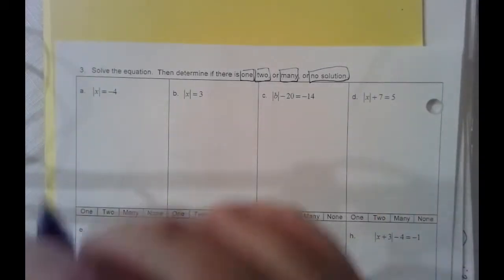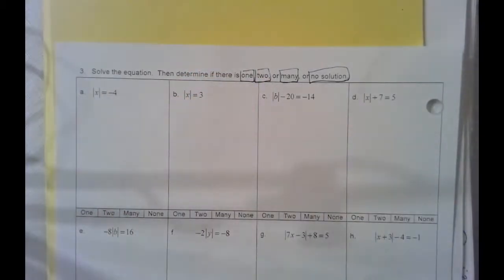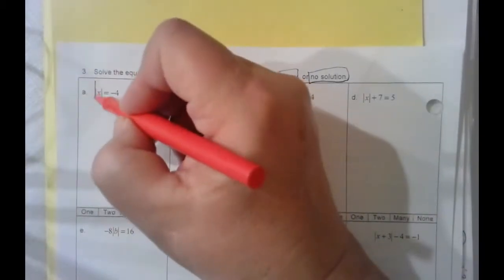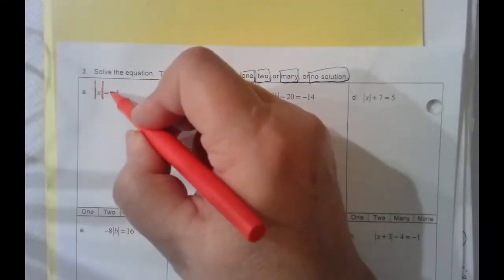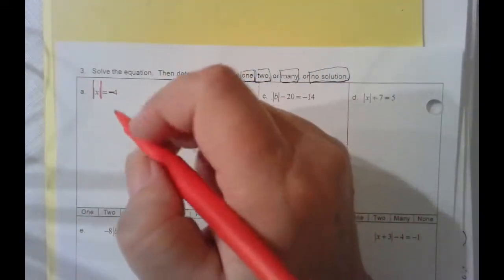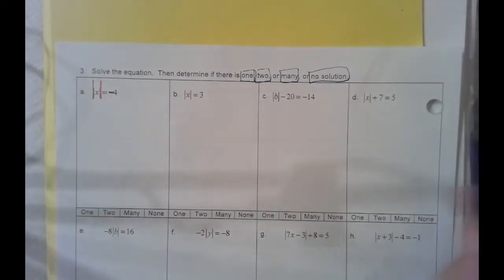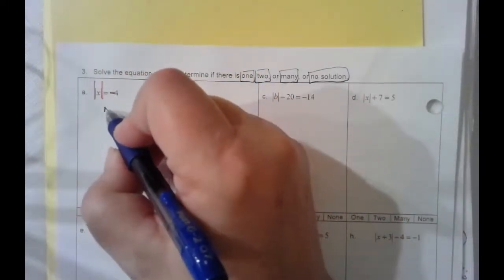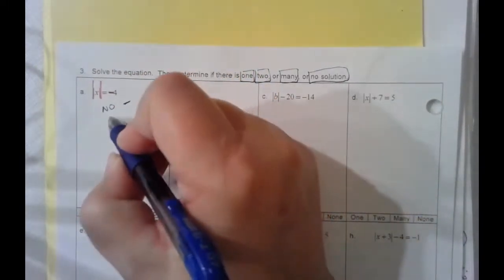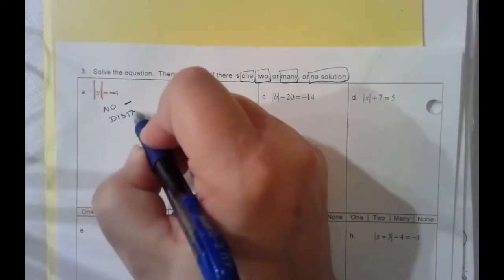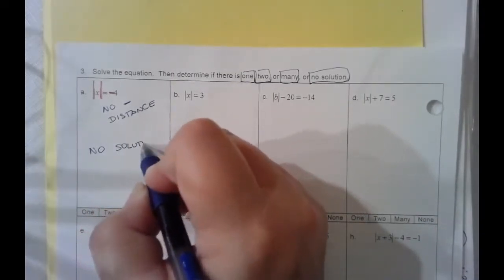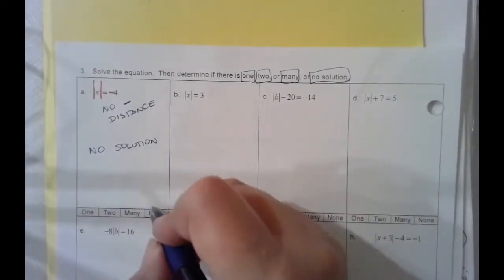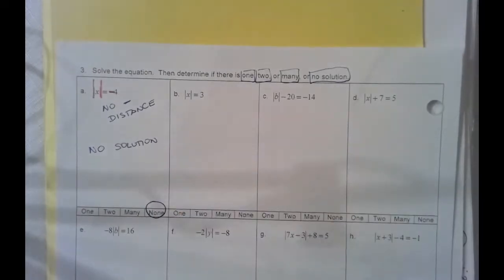So here's our first example. We have the absolute value, so here are my brackets, and it's equal to negative 4. We already learned that we cannot have negative distance. So no negative distance, and hopefully you can see that this would be no solution. So you would circle none.